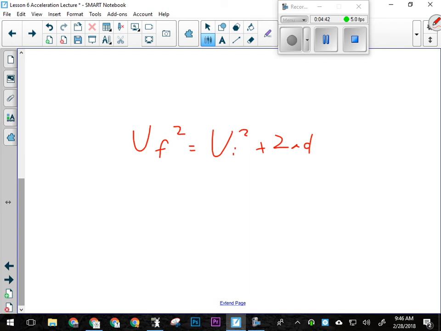Right now I'm adding it, so I would subtract it. Okay, so I'm going to have VF squared minus VI squared divided by, I'm looking for A, divided by 2D. I would just divide the 2D over to this side. All right, if I was looking for D, then this changes to 2A. We just divide the other thing over instead.